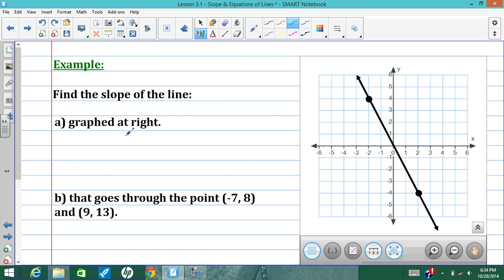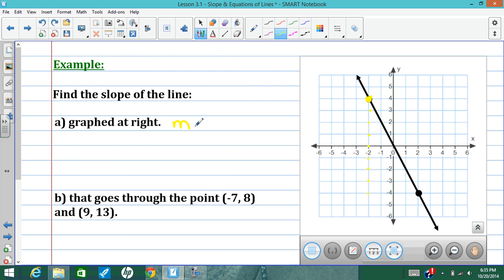So pause the video here. I want you to find 2 different slopes. Find the slope of the graph at the right, and then find the slope that goes through those 2 points. So if I want to find the slope here, I always start at the leftmost point. You can start at the right point if you'd like. I'm going to count down till I get to the same level as this point. So I'm going to count down 1, 2, 3, 4, 5, 6, 7, 8.